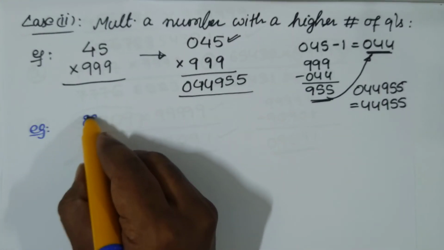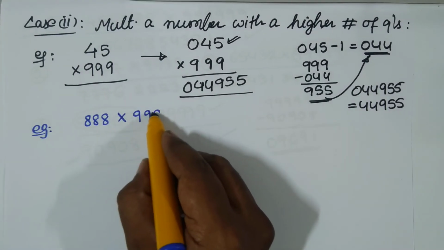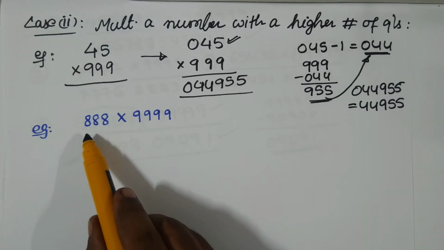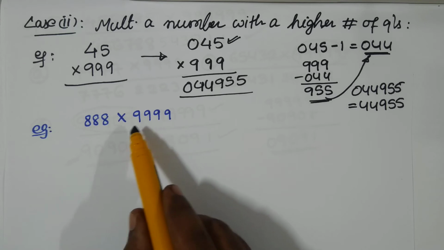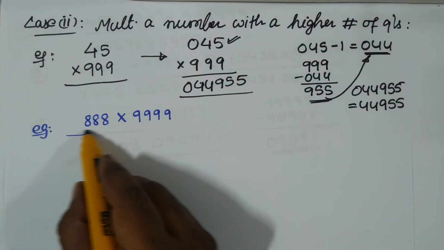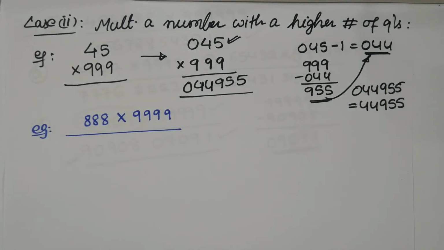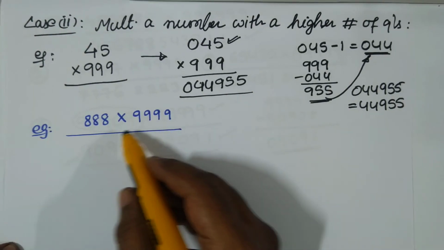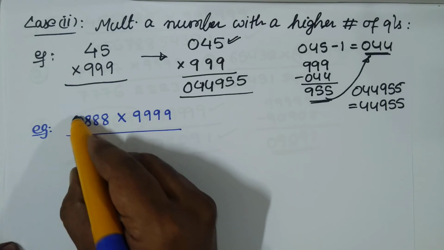Say you have 888 multiplied by, say, 4 nines. See, we are multiplying a number, in this case 888, with a number having more nines. Here we have 3 digits, here we have 4 digits. So now you have to multiply this. Then what do you do? Again, same as before. Let's make the digits the same in both the multiplicand and multiplier.